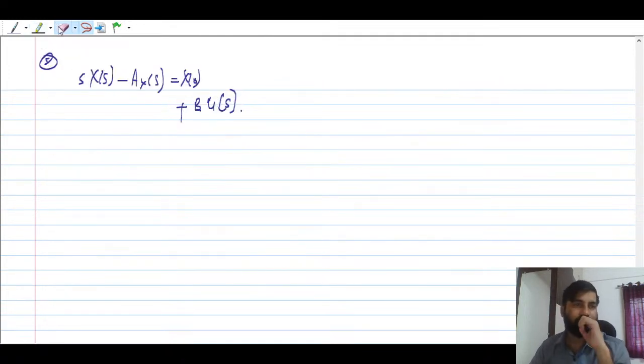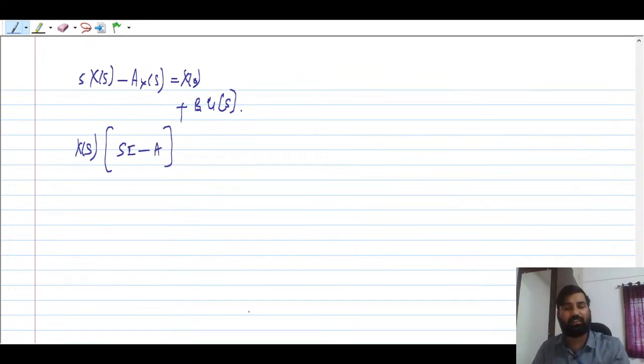Fine. So what you can do here is take X(s) common. So if X(s) is common, this will become (sI minus A), okay? Because you can't subtract a constant directly from a matrix. You need to take the same size. So you have to multiply s times the identity matrix, fine? s times identity matrix. I hope this makes sense to all, right?